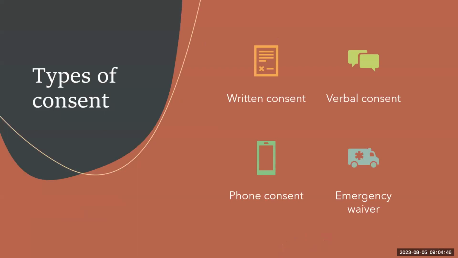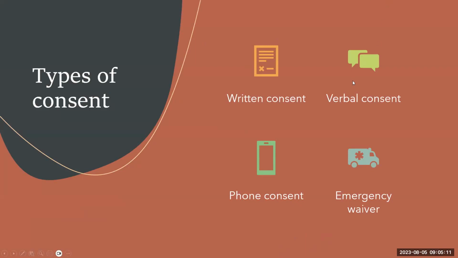Types of informed consent. The most common one is written consent, where all of the information is written down on paper. The patient is given the documentation to review, to read through, and to ask questions about before they sign at the end. It is a legal document, and you have to keep it in the patient record.